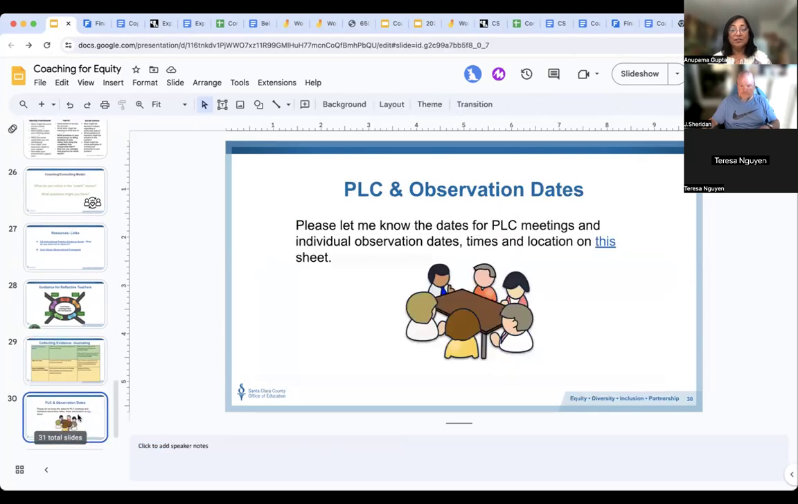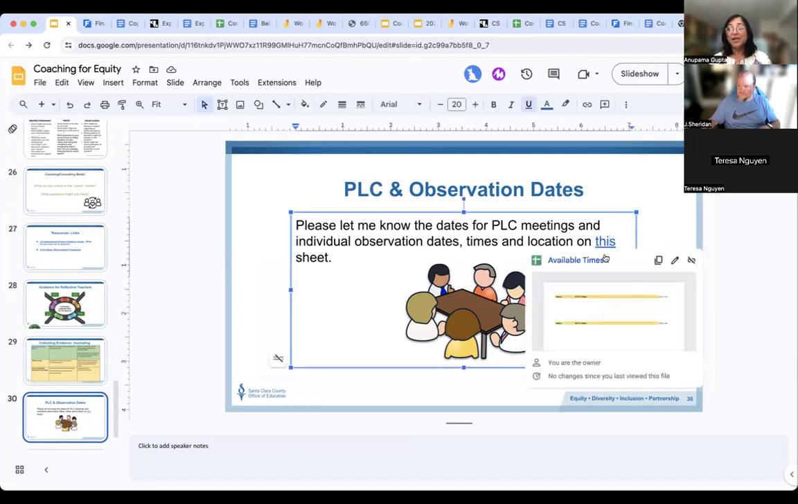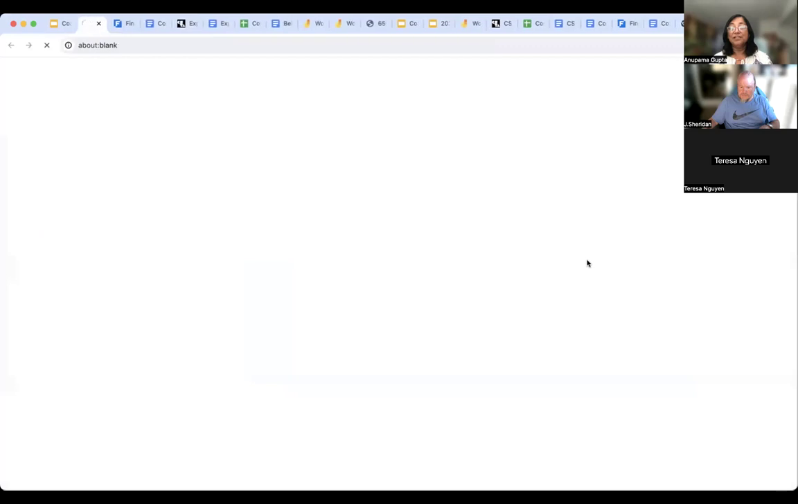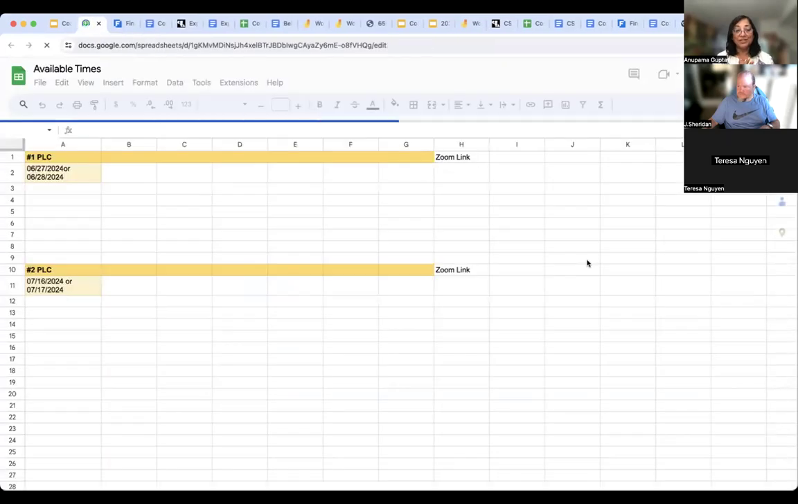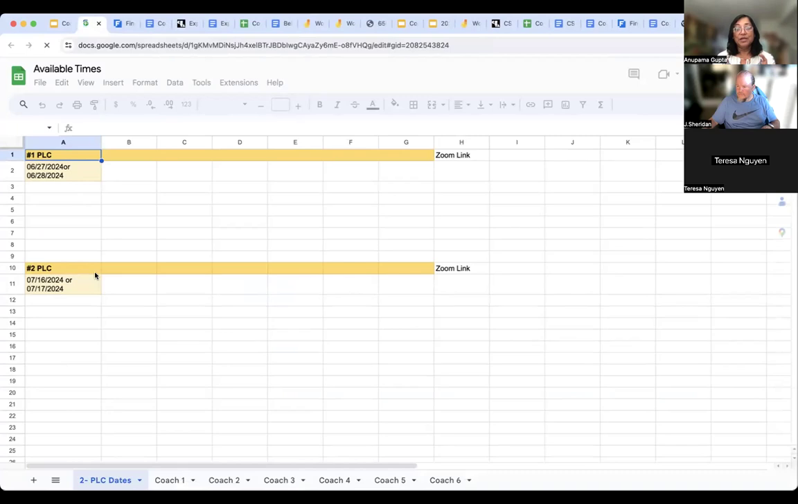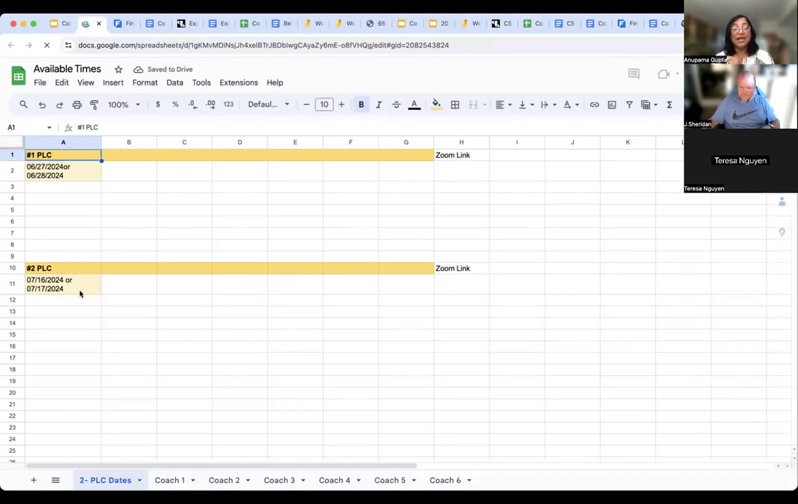Okay, and the last part is the PLC dates. So Teresa, on slide 30, I have the link for the Google spreadsheet. I have 2 dates. I have 27th June or 28th June. I hope it works for both of you, and I don't know about the third person. And the second PLC date is either 16 July or 17th July.